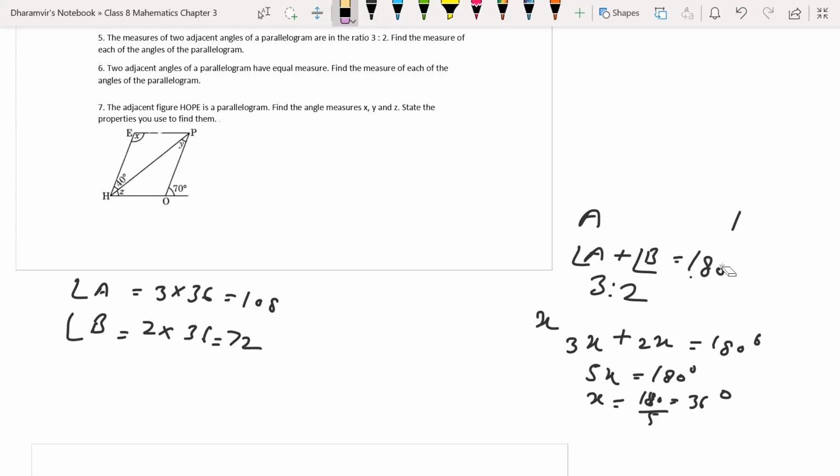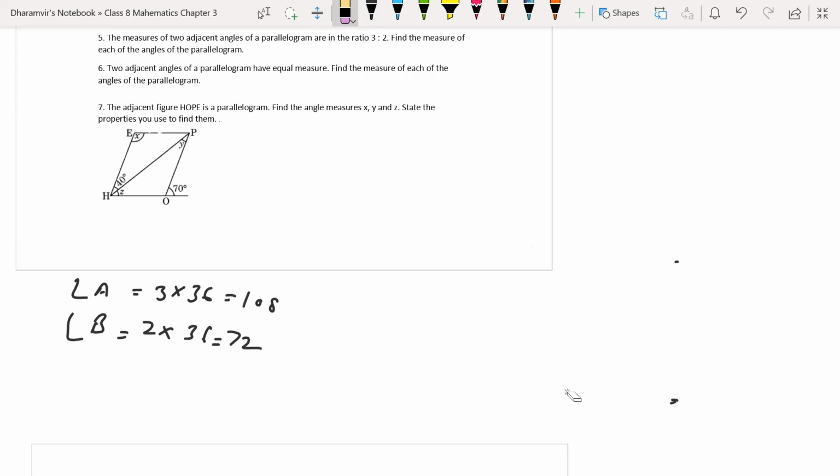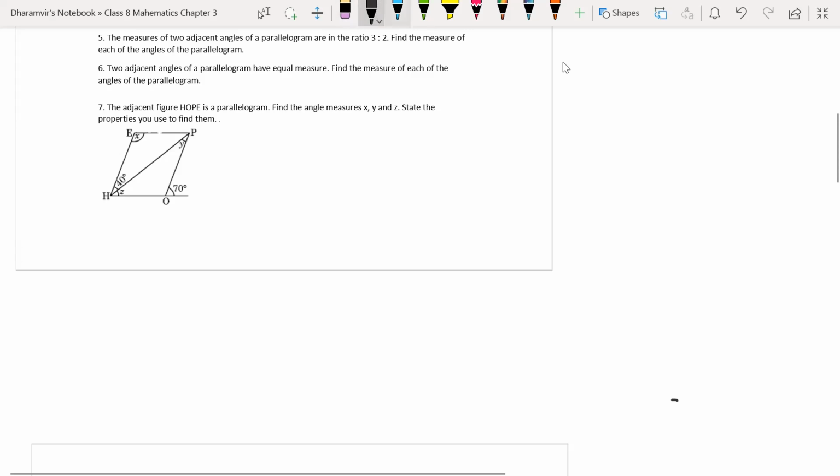That is, the two adjacent angles of a parallelogram have equal measures. Find the measures of each of the angles of the parallelogram. So how would you find out? Adjacent angles of a parallelogram have equal measures. Find the measure of each of the angles of a parallelogram.